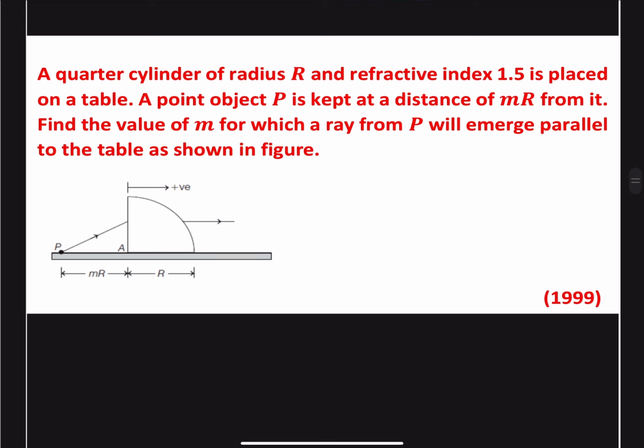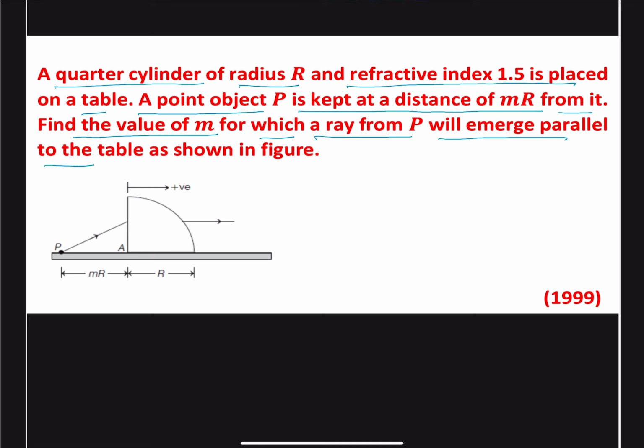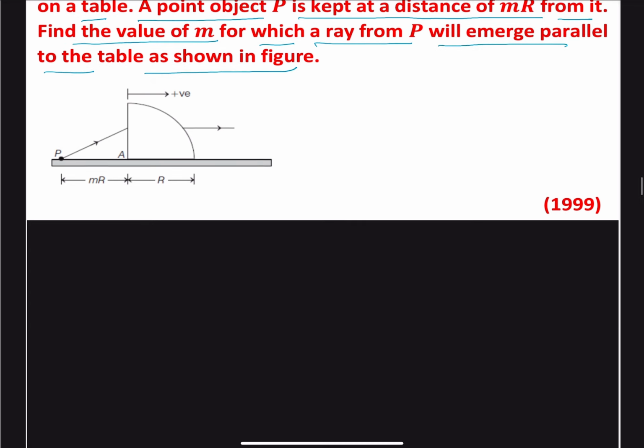It is asked that a quarter cylinder of radius r and refractive index 1.5 is placed on the table. A point object P is kept at a distance of mr from it. Find the value of m for which the ray from P will emerge parallel to the table as shown in the figure. So we are given this figure. So we have a table and a point P, and the final ray which is emerging from this quarter lens should be such that it comes parallel to the table. So this is the final condition and this is the initial condition of the ray.